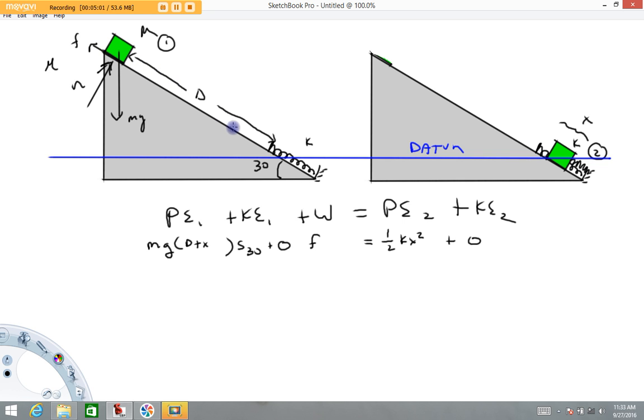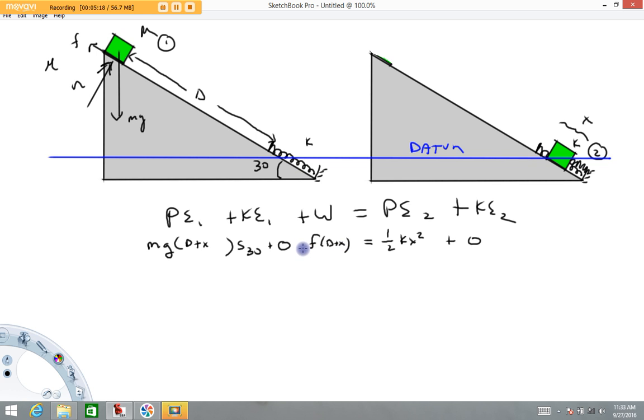Now from here to here, that contact point is D. However, it moves an additional distance x here, so I would put D plus x just to be safe. Now in a lot of these problems, this distance x might be small compared to D. You may ignore it. I'm going to just not ignore it, and now I know I'm good.